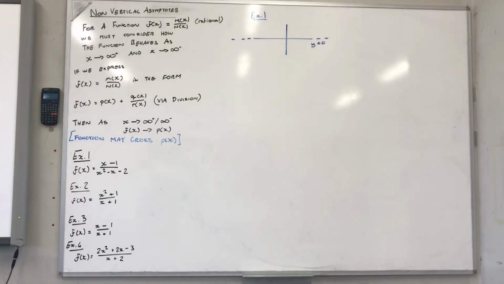Now, of course, you'd have every other bit of information together as well, like the vertical asymptotes and the stationary points, but we're just focusing on the non-vertical asymptotes in this video. I need to consider how it approaches the asymptote. So I'm going to take a large value of x in the positive direction and a large value of x in the negative direction and see what happens in the function.